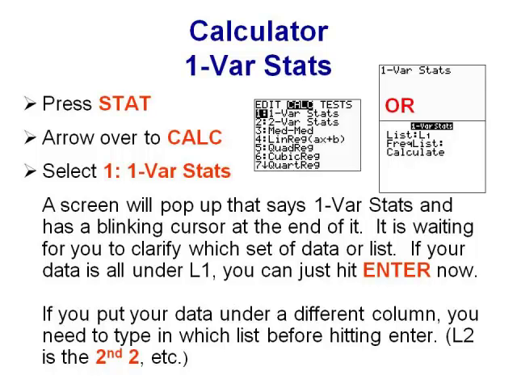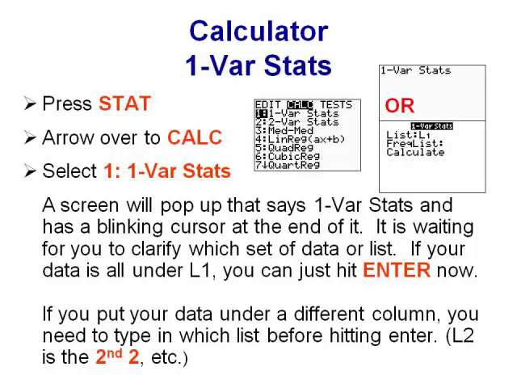This time we're going to arrow over to the Calc menu. These are the different calculations the calculator can do for you. And you're going to choose the first one, the one variable stats. Now when you first choose it, it's just going to put that phrase on the screen. You do have to hit enter again to make it do anything.